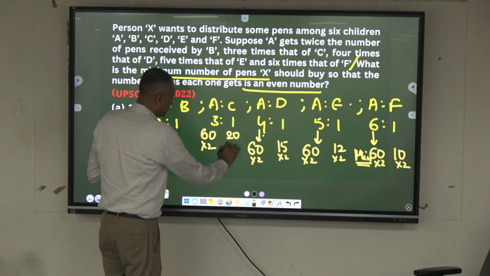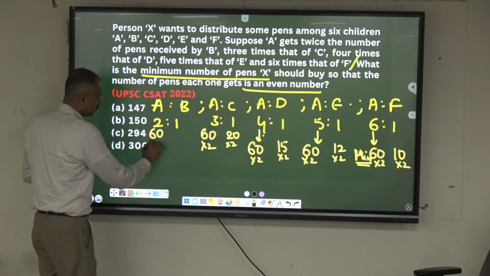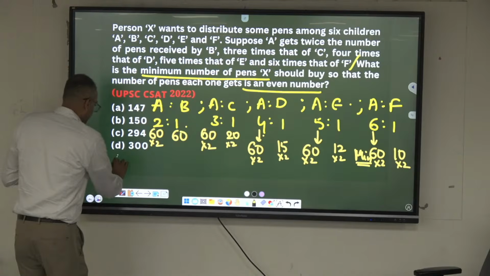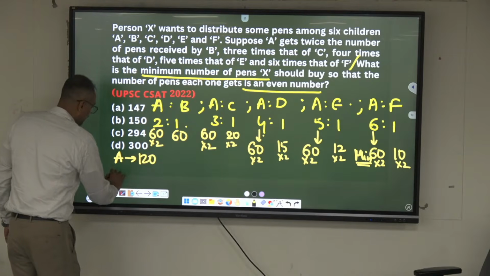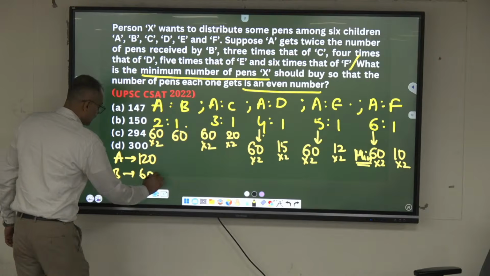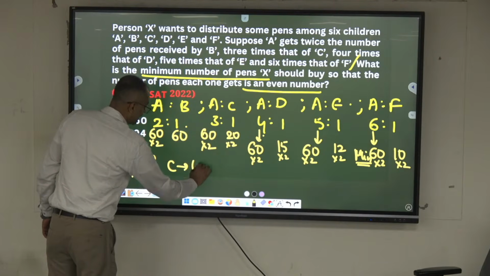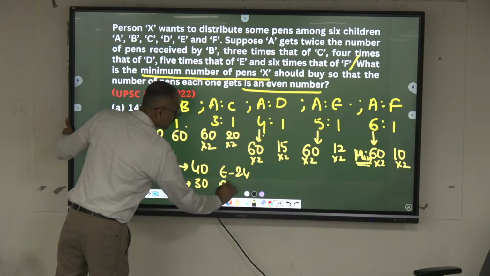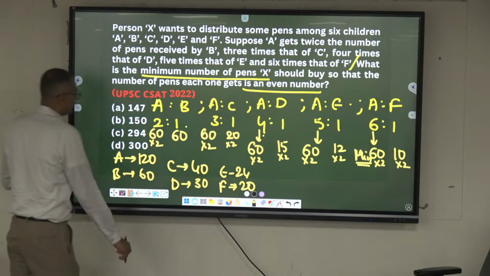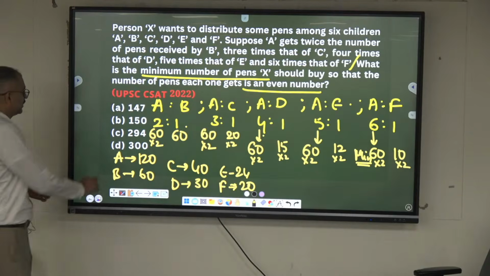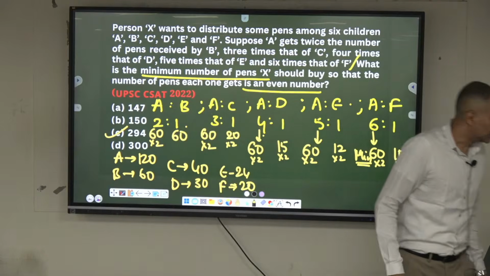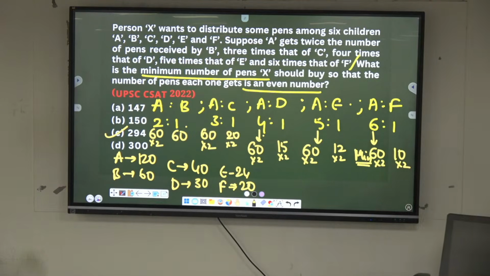Okay. 20 into 2, right? Similarly here 60 into 2. 120. This is 60. Agree? Okay. So A gets how many? 120. B gets how many? 60. C gets 40. D gets 30. E gets 24. F 20. The sum of these will be the minimum. In Bharat, 4 ends with 4. Okay, 294. Got it? Again, it depends on the comprehension here.